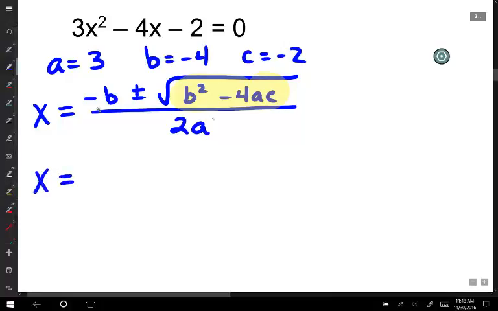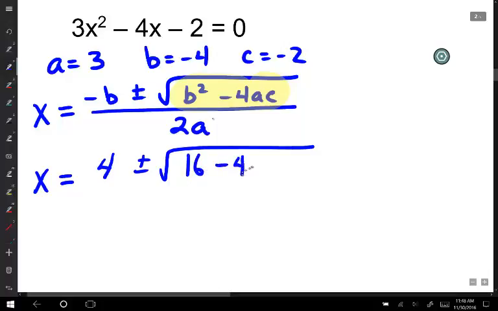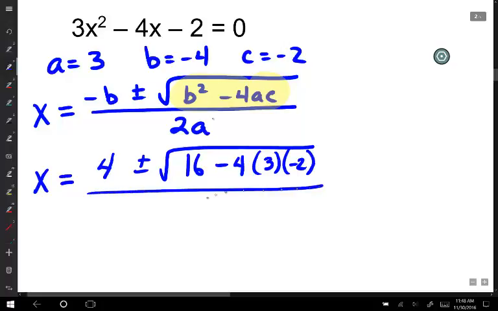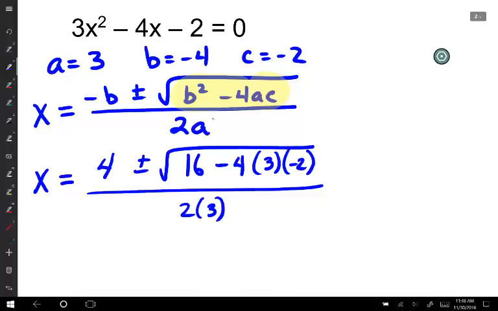So here we go. The opposite of B. And Aaron, since B is a -4, I have the opposite of -4. So that becomes 4. Plus or minus the square root of B squared. Everybody, what's -4 squared? 16 minus 4 times 3 times -2, all over 2 times 3. I really encourage you to write those out. It prevents you from making errors that I see over and over and over again.